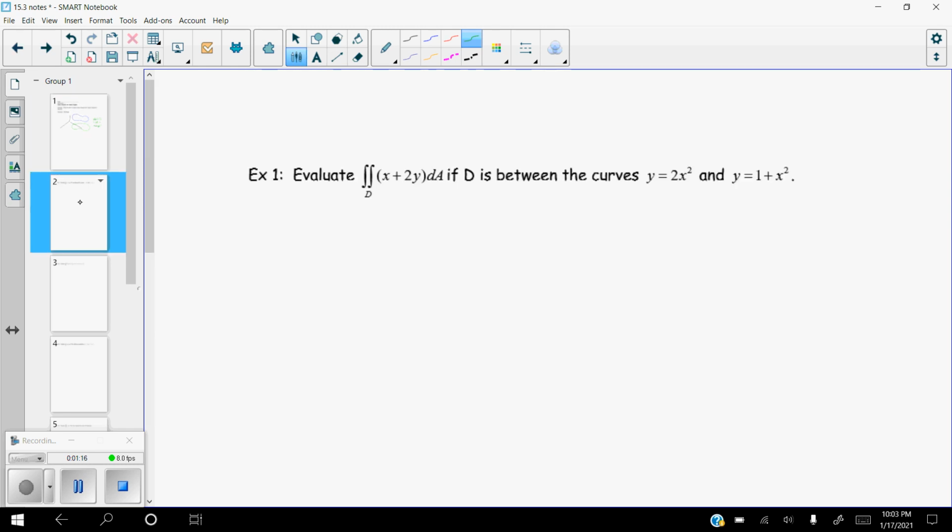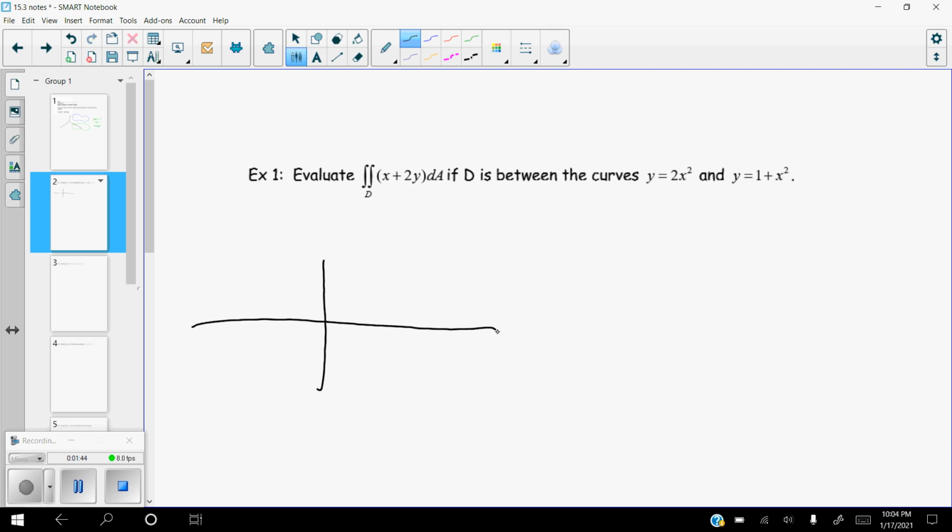All right, so we want to evaluate the double integral of x plus 2y, so that's our surface, dA, over the area projected down into the xy plane, if D is between the curves y equals 2x squared and y equals 1 plus x squared. So first thing we should probably do is go ahead and sketch what these look like.